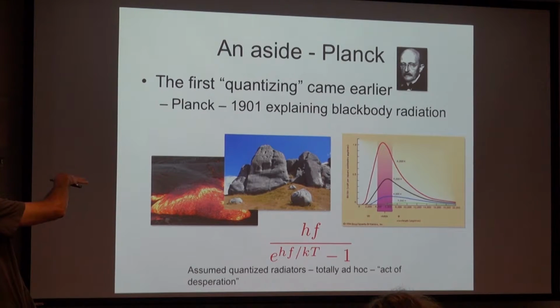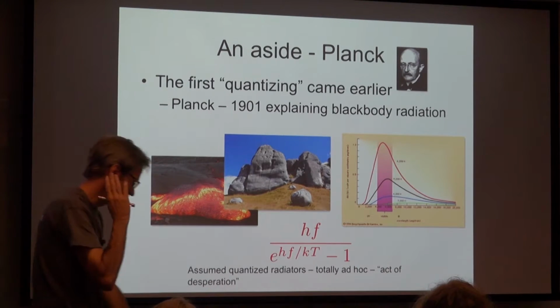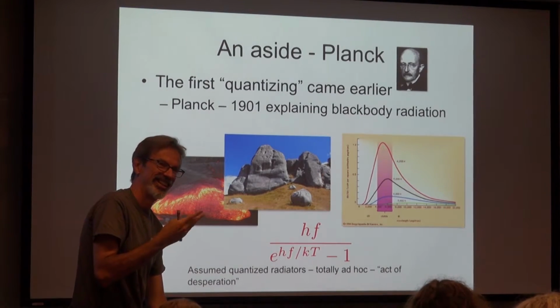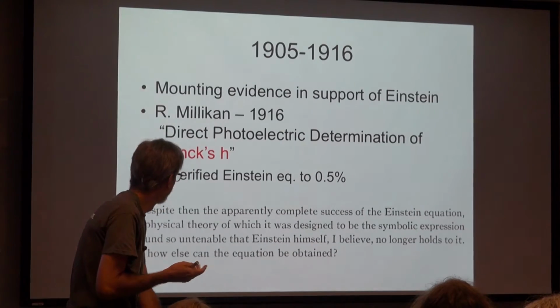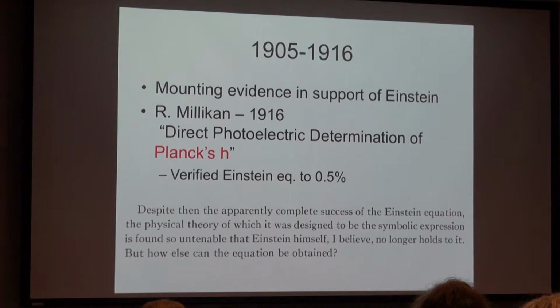Basically, this was really the very first time of deciding we have to look at things in discrete chunks. And again, it was thought to be a calculational trick. Einstein came along, and people still didn't really believe it. Then for the next decade or so, more and more experiments suggested that Einstein's simple formula was right. In 1916, Robert Millikan published a paper called The Direct Photoelectric Determination of Planck's h, and he verified Einstein's equation to 0.5%.